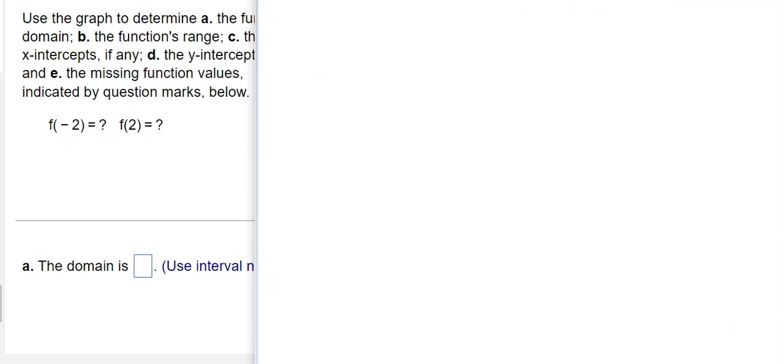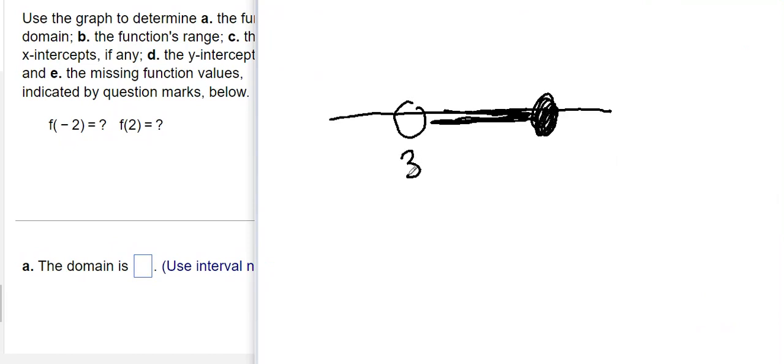Okay, so let me just do a number line first. Let's say I had this number line. That's an open circle. And that's a closed circle. And this was a 3, and this was a 10. Well, in interval notation, this would be 3 with a parenthesis, because 3 is not included, 10 with a bracket. Okay, so that's interval notation.